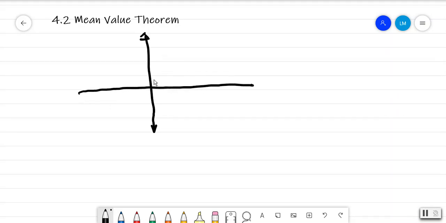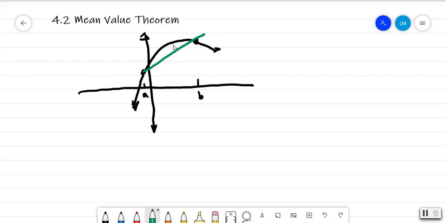Now, it doesn't matter what kind of function we have, but let's say that we have a function like so. Let's say that I pick a point right here. Let's say this right here is A, and then I pick another point like this one, B. Notice that we can form a line that passes through both of them.